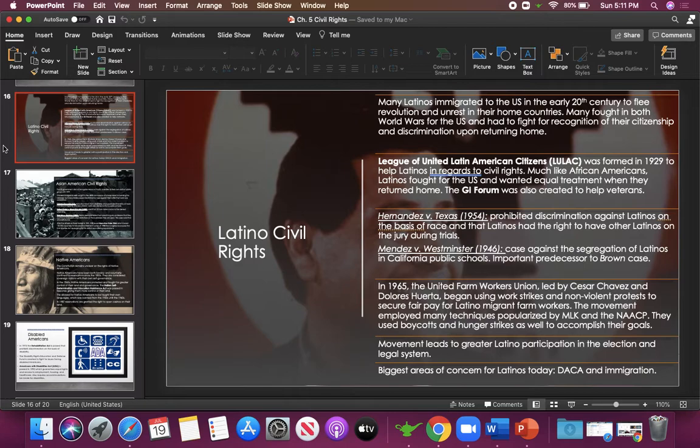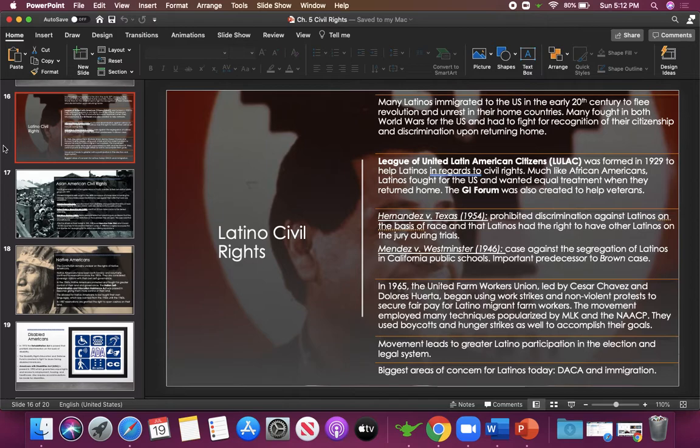Mendez versus Westminster is actually a predecessor to Brown versus the Board of Education, and this precedent is used in those arguments that in California public schools, Latinos are being segregated from white students. And so in this case, it is ruled that California must allow Latinos to attend school with white citizens as well. And the precedent it sets is used in the Brown versus Board of Education case.